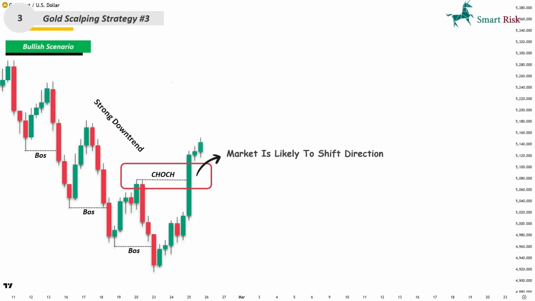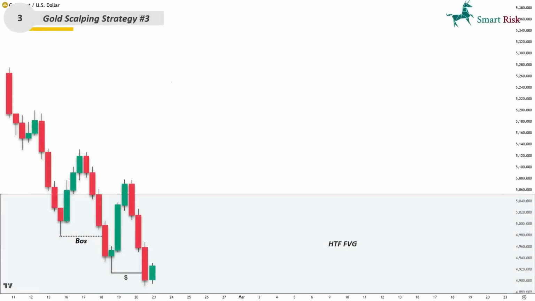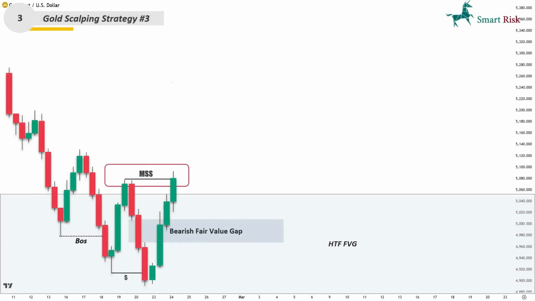Now, once this market structure shift is confirmed and we expect the price to move higher, the next step is to look for a buying opportunity. At this stage, we focus on identifying a bullish fair value gap that forms within the change of character leg. So after identifying the higher time frame CHoCH and its fair value gap, the next step is to zoom into the lower time frame and wait for the price to return to that higher time frame fair value gap. Once price enters the zone, closely monitor the price action inside the gap and look for any sign of rejection. This confirms that price is respecting the higher time frame imbalance, and it serves as your first layer of confirmation.